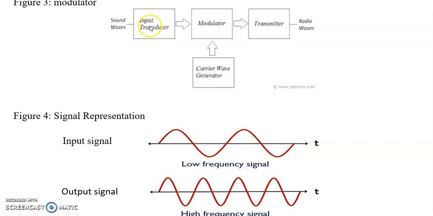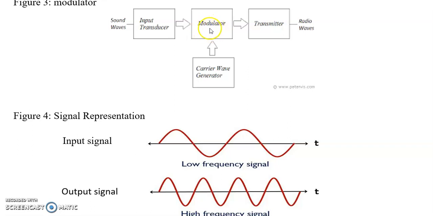Here we know that our message signal is a low frequency signal and cannot travel a long distance. Therefore this low frequency signal is carried by a signal which has very high frequency. So this high frequency signal will carry our message signal over a long distance. This process is known as modulation. This will be done by the modulator unit.